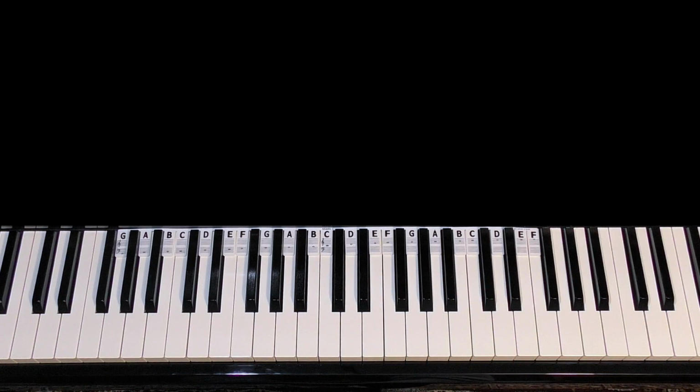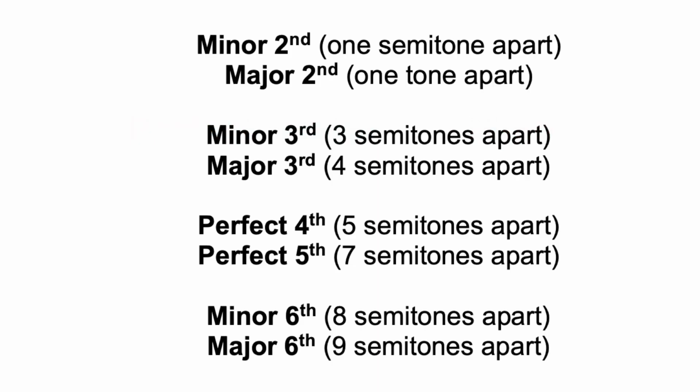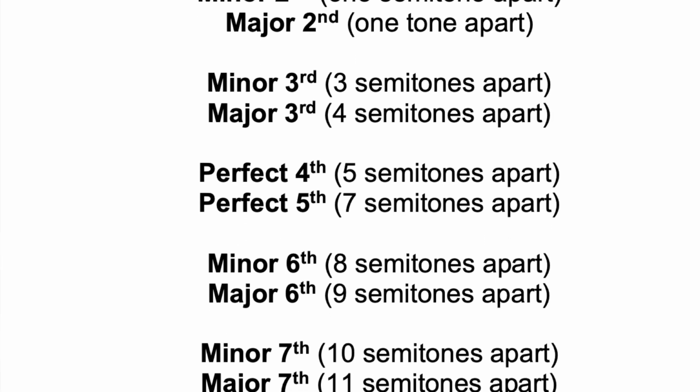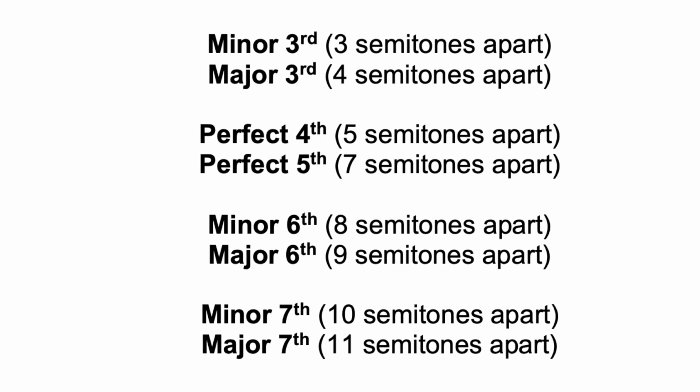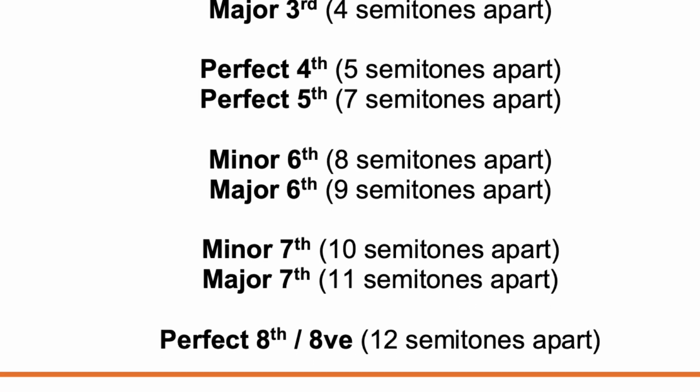It does go a bit more specific than that. As well as the number of the interval, the type also needs to be described in the names. The interval types we'll learn about are called perfect, major and minor. So here is a list of these major and minor and perfect intervals from smallest to largest with their formulas, so how many semitones are within them.